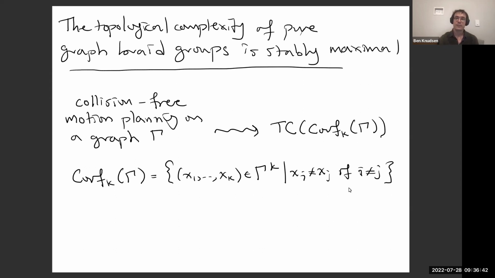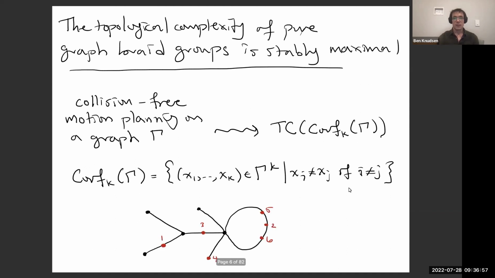For me, a graph is a CW complex that is finite and has dimension at most 1. So it has edges and it has vertices. It could have self loops. It could have multiple edges, no problem. So there's a graph, and that's a picture of a point in the configuration space of 6 points on that graph.